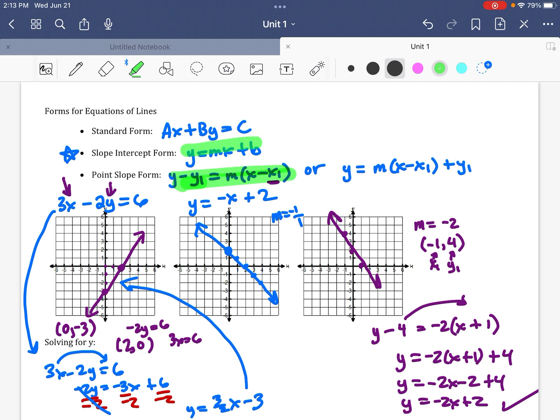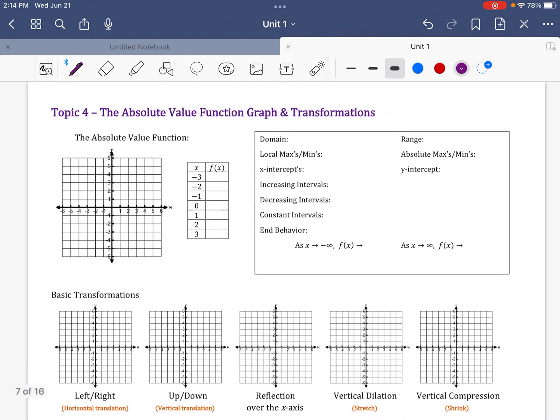This one's good for graphing. This is good for x and y intercepts. They all have their uses. A lot of times, like in calculus class, you're going to see this one here get used a lot because it's really quick and easy. Okay, that's it.